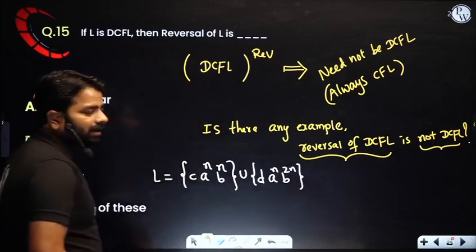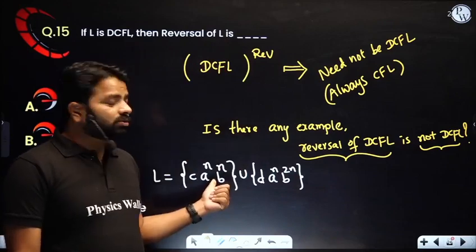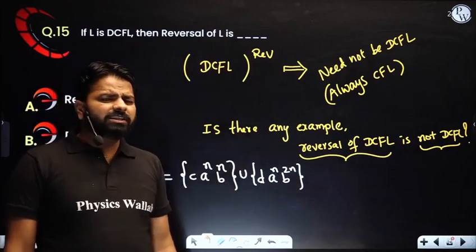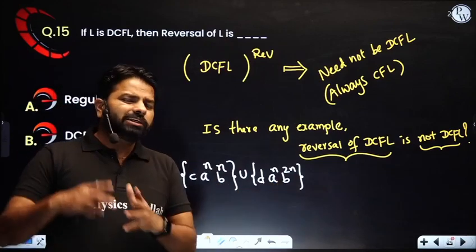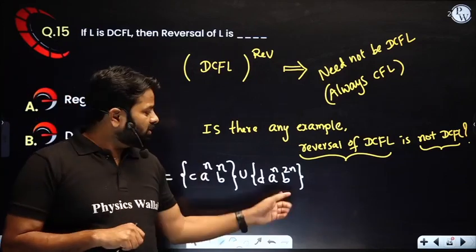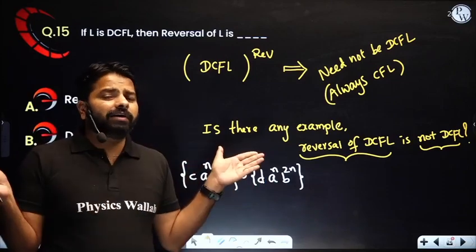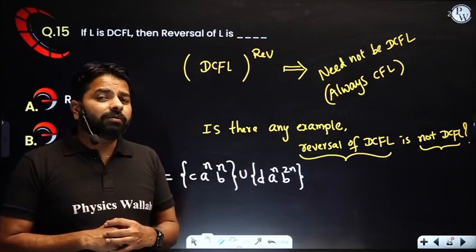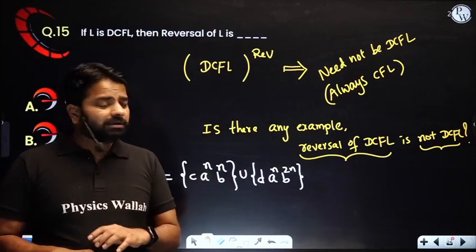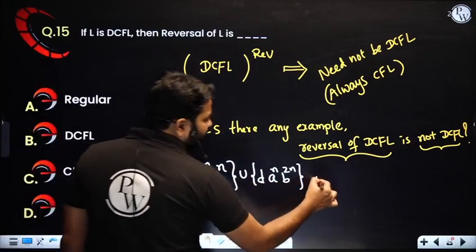Now I am very clear: if my string starts with C, I will go to this side and check for equal numbers of A's and B's. If my string starts with D, I will go to that side and just ensure that B's are twice the A's. That can be guaranteed, because the first symbol, C or D, clearly gives a hint how to compare A's and B's. But when you do the reversal, what happens? This is the DCFL, everybody should agree.